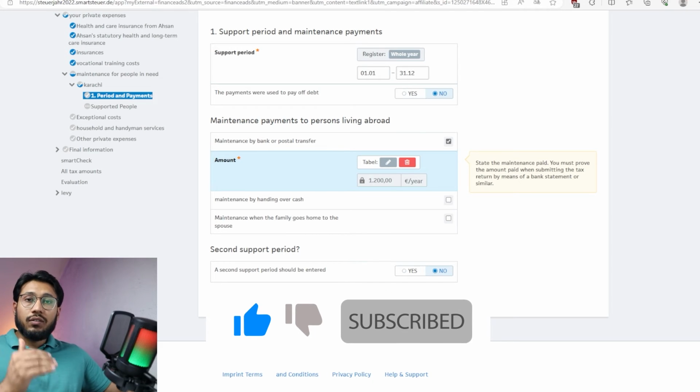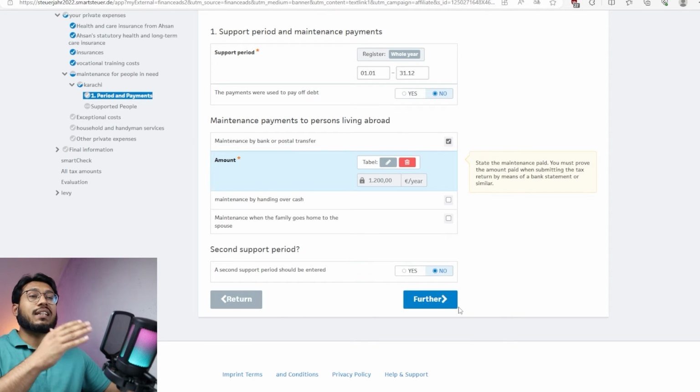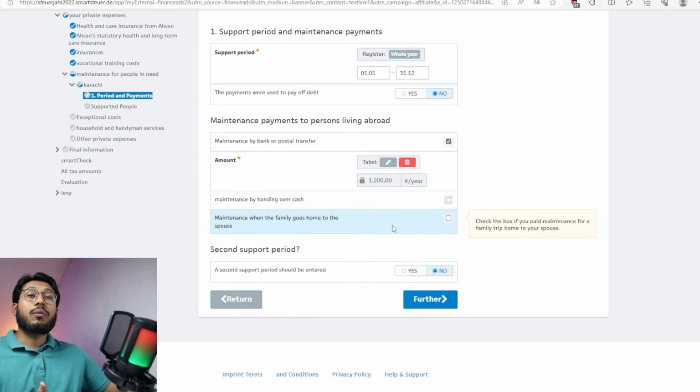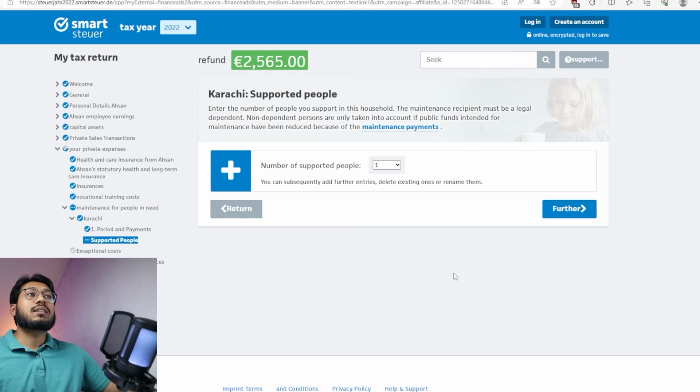Make sure you provide all of the details and read the comments that are provided in addition to the specific column, so that you do not miss out on any specific detail and do not provide any incorrect information. Once you're done, click on further and this will be added.